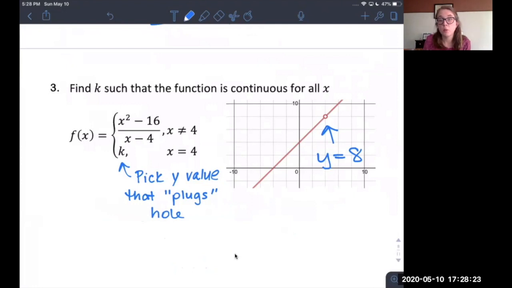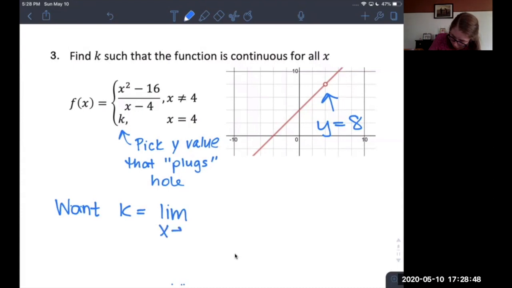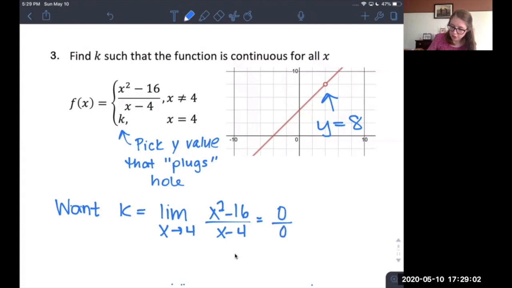And so basically what we want is to find out the limit of x squared minus 16 over x minus 4 as x approaches 4. So we want k to be equal to the limit as x approaches 4 of x squared minus 16 over x minus 4. Now, you can see that if you plug 4 in there, we end up getting 0 over 0, which means we need another method.